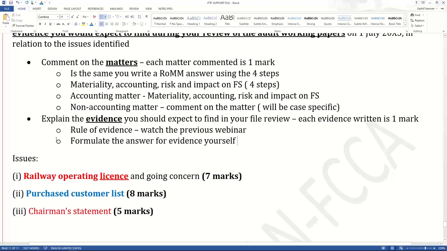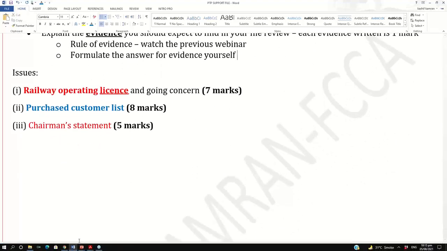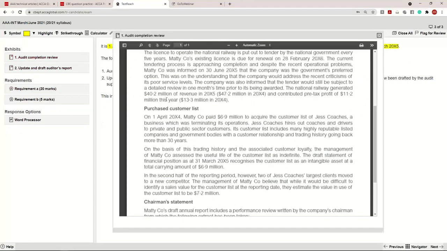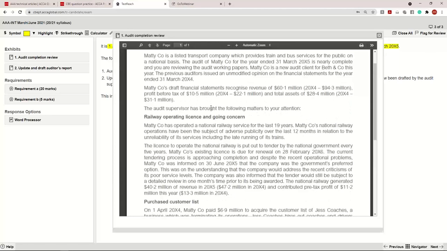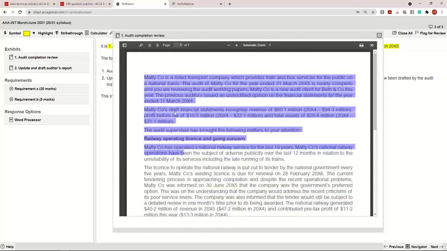Okay, let's go down first with a railway operating license. 7 marks. Comment on the matters. Okay, let's take on the practice platform. Audit completion and review. So in audit completion and review, we have the first paragraph here, which is about this.